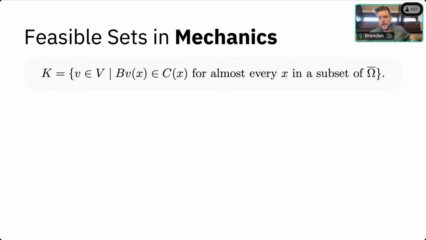In all of these examples and many others, you have feasible sets that look like this. You're looking at a set of functions in some Banach space V, and then you have an operator. I'll assume for this talk that it's linear. So in the case of the obstacle problem, B was the identity. In Signorini, it was the normal trace. In the Eikonal equation, it was the gradient. So some operator applied to this function and evaluated at a given point has to be in some convex set. And then this constraint needs to be satisfied at almost every point in some subset of the closure of Omega.